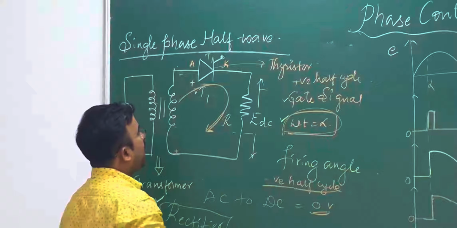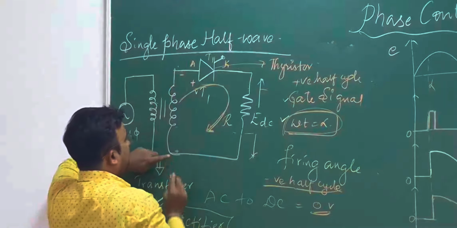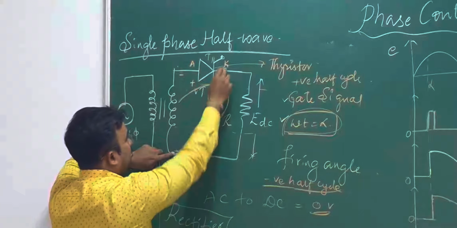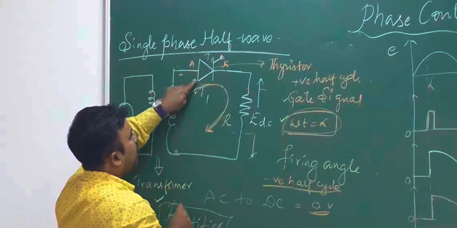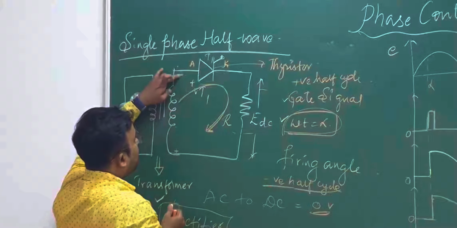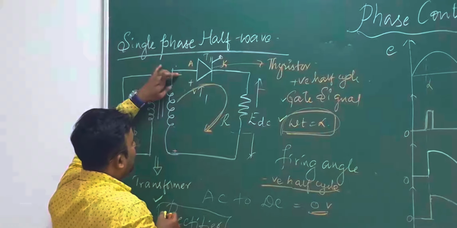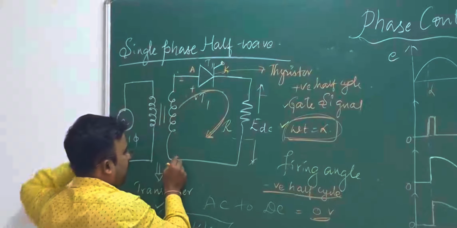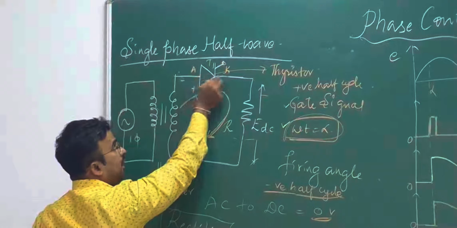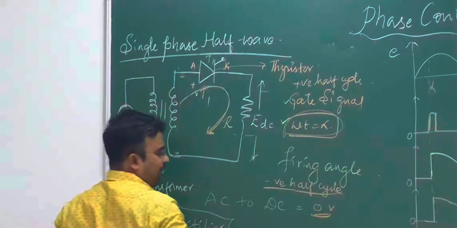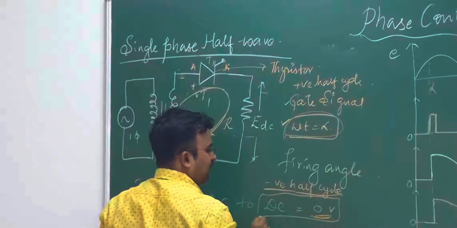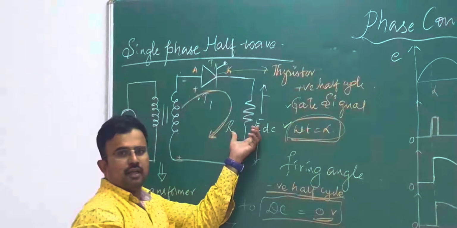And during the negative half cycle, the anode terminal becomes negative with respect to the cathode terminal. The transformer secondary winding is negative and terminal B is positive. Therefore, the thyristor is off due to the polarity, and the DC voltage across the load will be 0 volts.